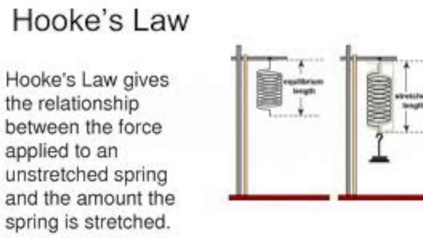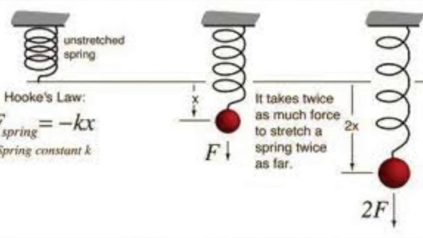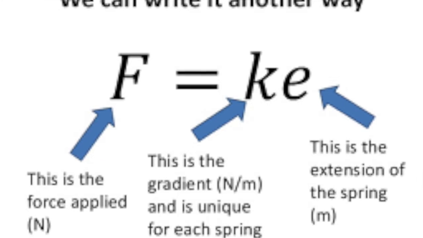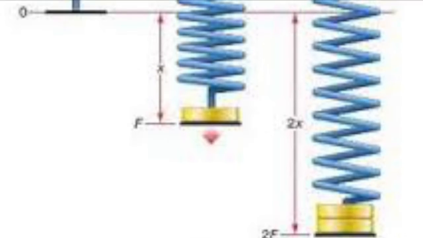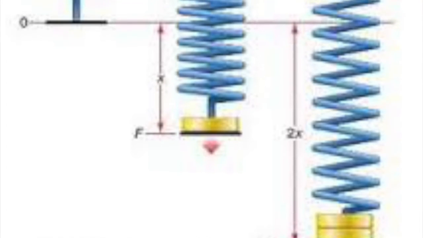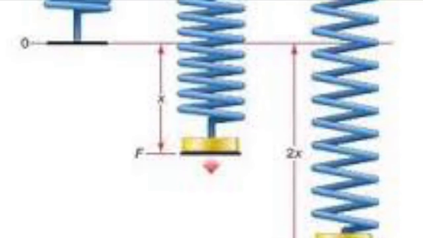Hooke's law states that the force needed to compress or extend a spring is directly proportional to the distance you stretch it. As an equation, Hooke's law can be represented as F equals Kx, where F is the force we apply, K is the spring constant, and x is the extension of the material, typically in meters.